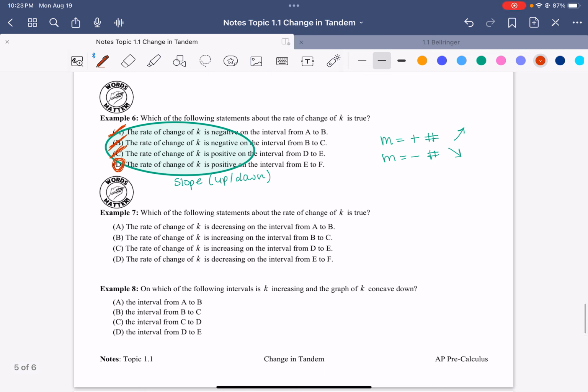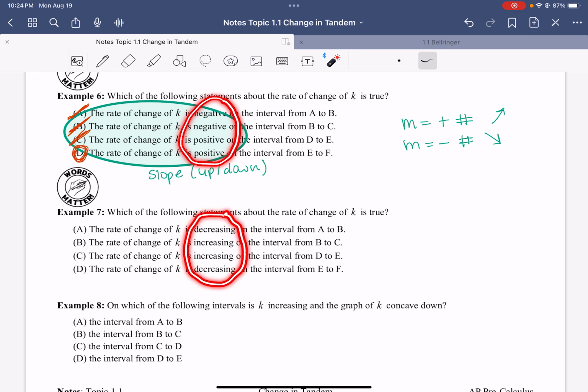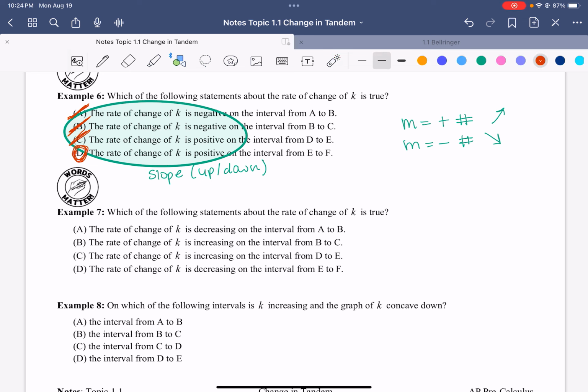Okay, for example 7, which of the following statements about the rate of change of K is true? Now notice that these look similar to these. The rate of change of K is, the rate of change of K is. The only thing that's different is that this was negative or positive and this is increasing or decreasing. That change in word indicates that we're no longer talking about slope. Now we're actually talking about concavity. So here you're going to be looking for either a smile or a frown.